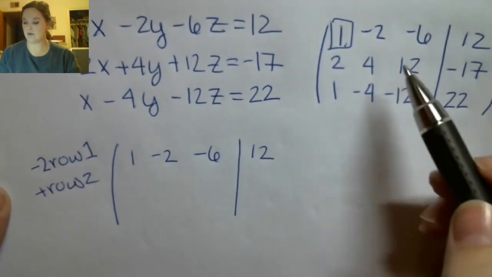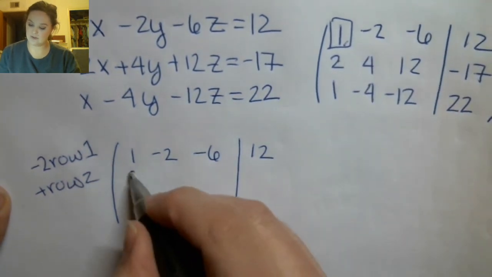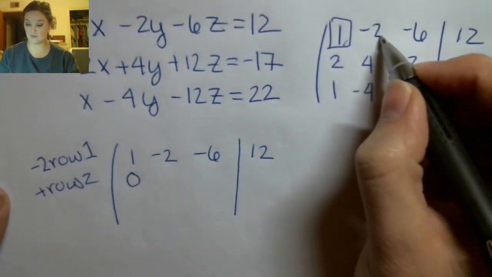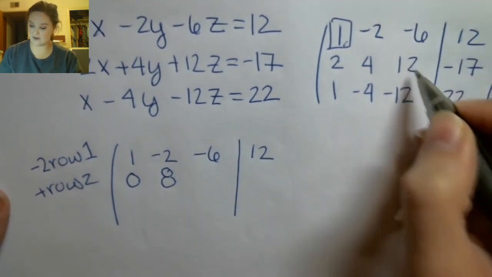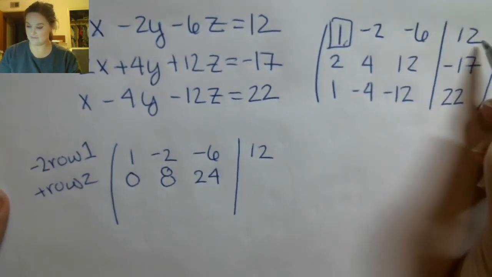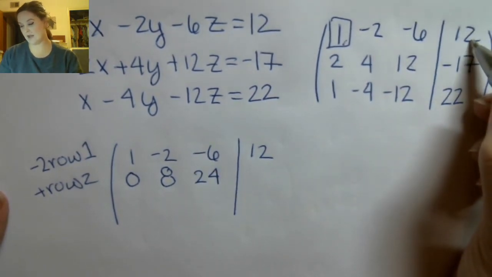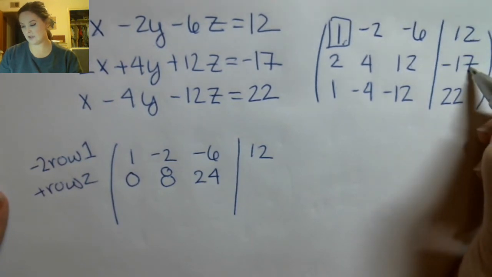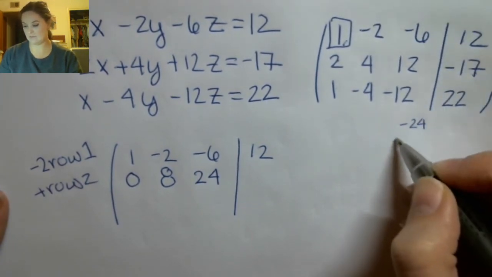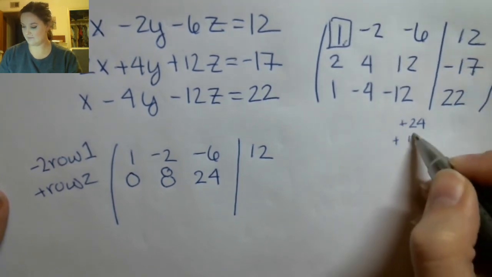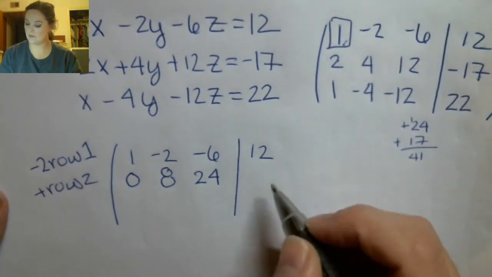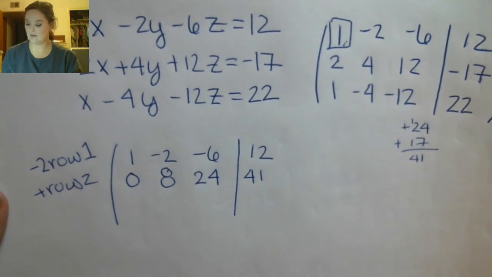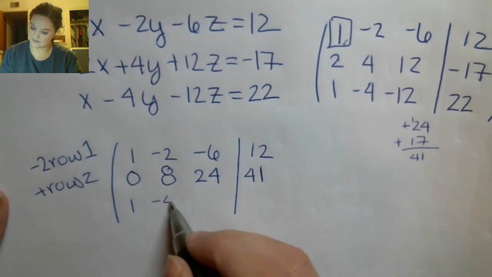Okay, so -2 times 1 is -2, plus 2 is 0. -2 times -2 is 4, plus 4 is 8. -2 times -6 is +12, plus 12 is 24. -2 times -12 is -24, plus 17 is 41. Okay. And then I'll just copy my last row.